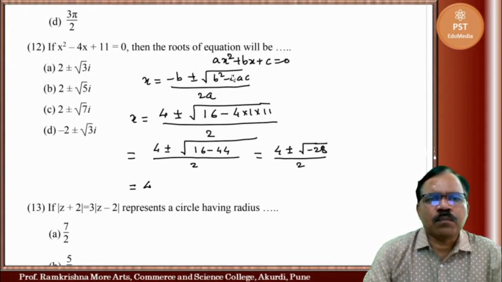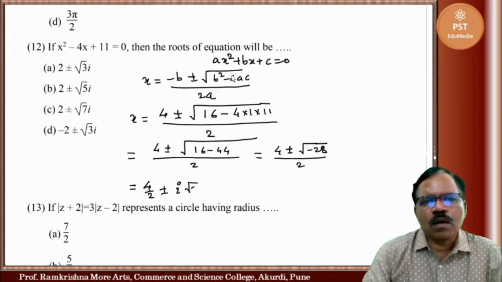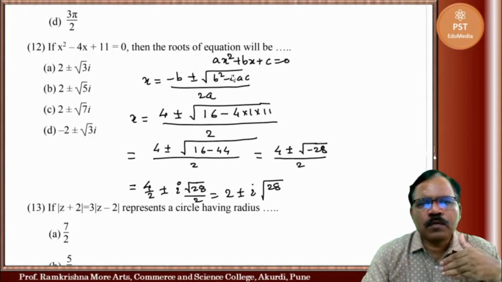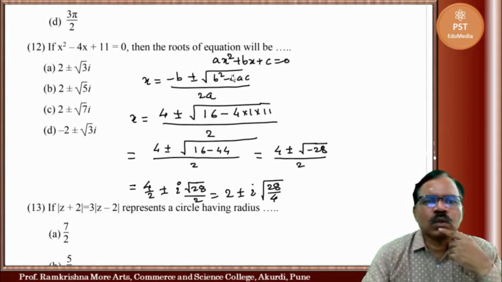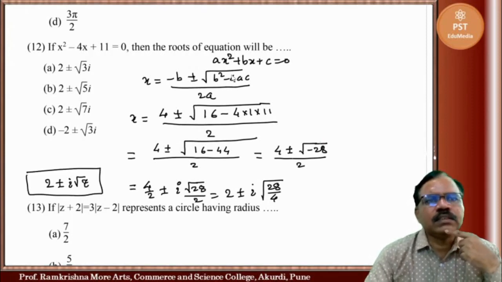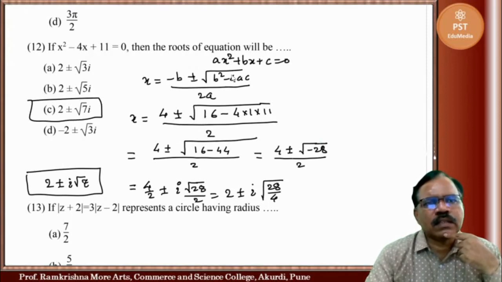So we get here 4 by 2 plus or minus. Now I can take i, root of 28. i is root of minus 1, divided by 2. So it is 2 plus or minus i. Then you can write this as root of 28 by 2. So if we solve this, we will get 2 plus or minus i root 7. This is the root. So this third one is correct.